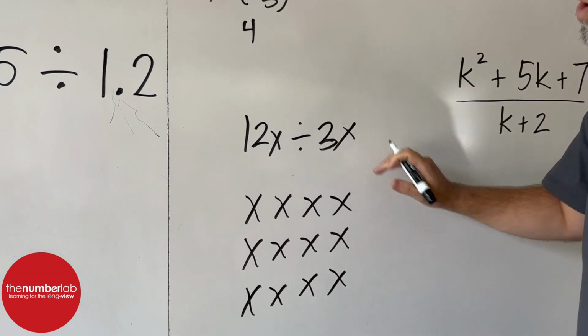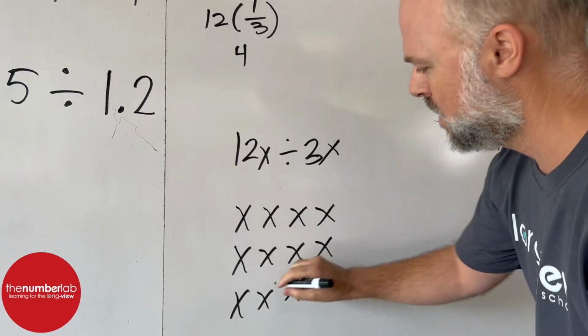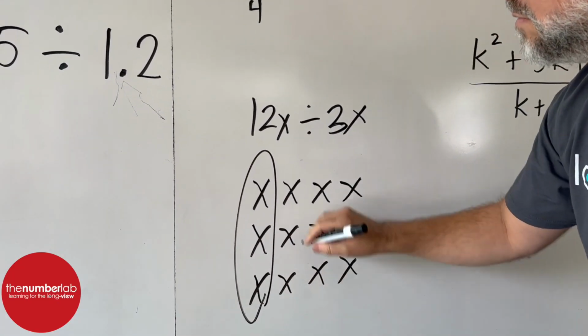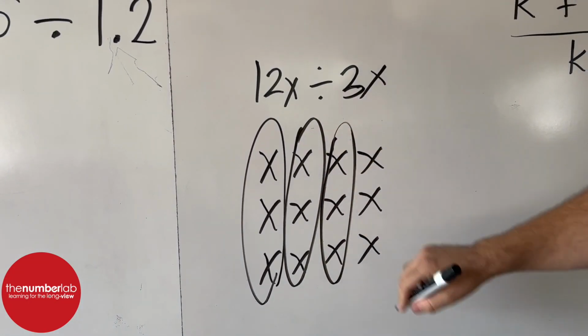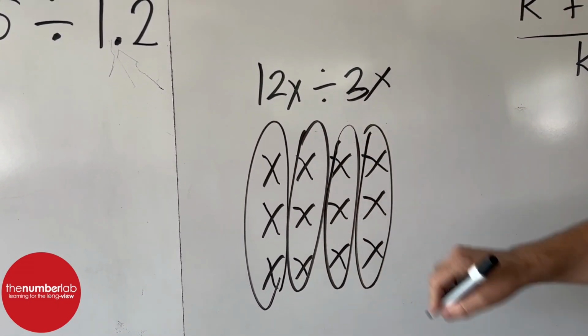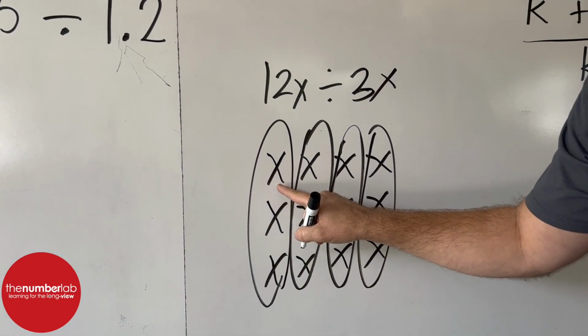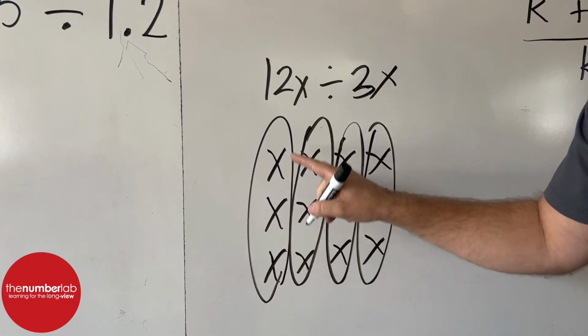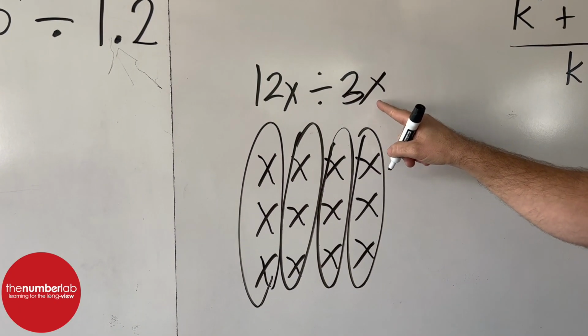We've got 12 x's. We want to divide them into groups of 3 x's. The question being, how many groups? Here's a group of 3 x's, another group of 3 x's, another group of 3 x's, another group of 3 x's. Notice each x is 1/3 of the group. We have 12 x's divided in groups of 3 x's.